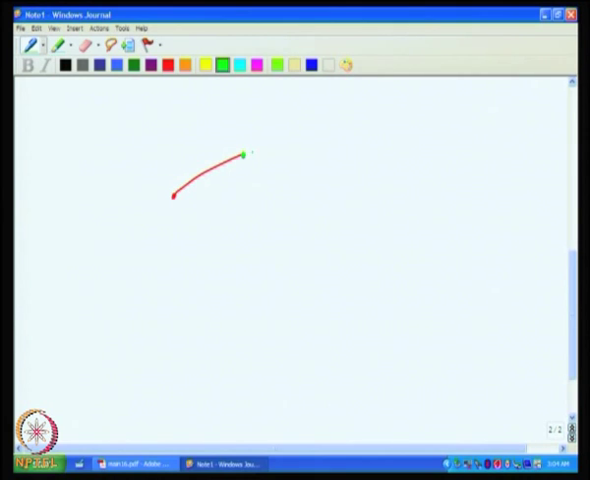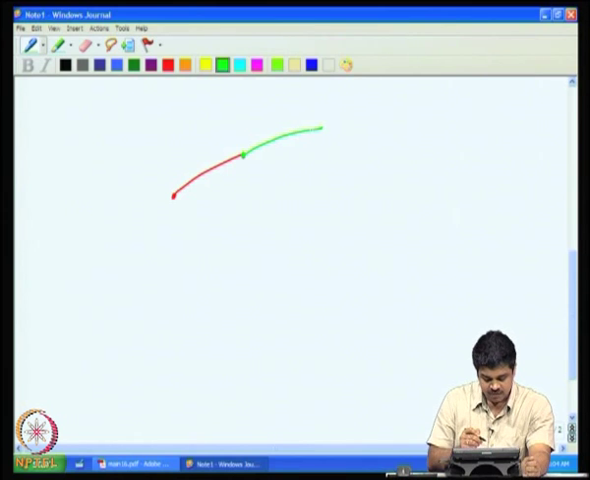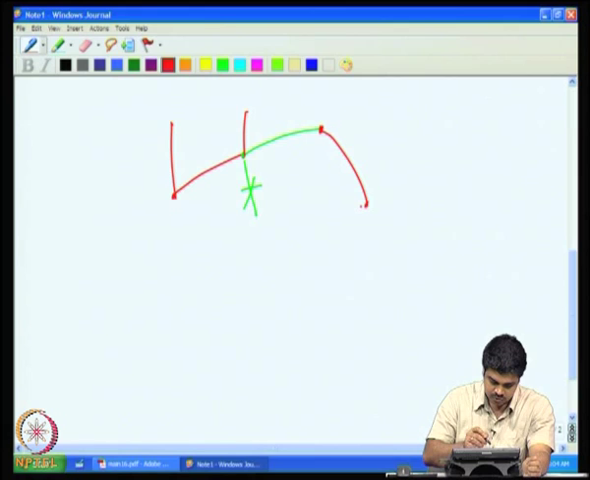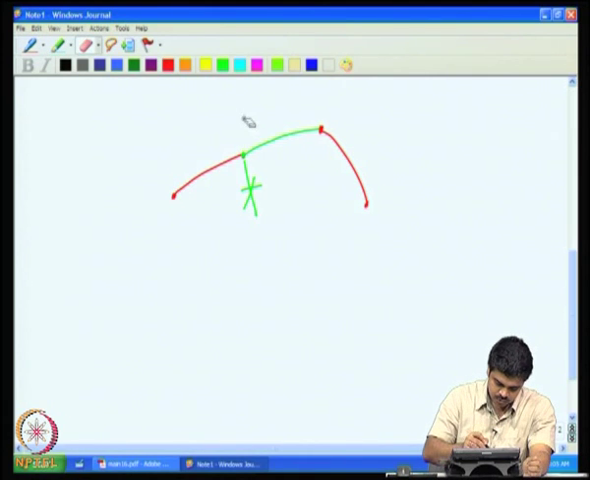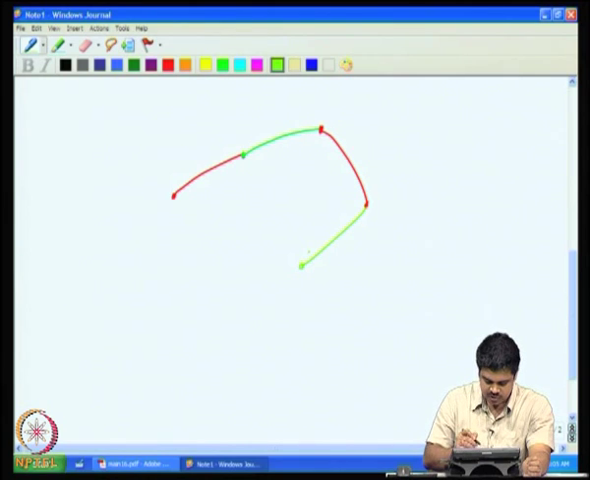Consider a vertex: there can be only one red edge and one green edge incident on it. It is not possible to have another red edge here or here, because that would not be a proper edge coloring. So, these are all wrong. We can have a red edge from here, and then a green edge, and that is all, because after one red edge you will see only one green edge.